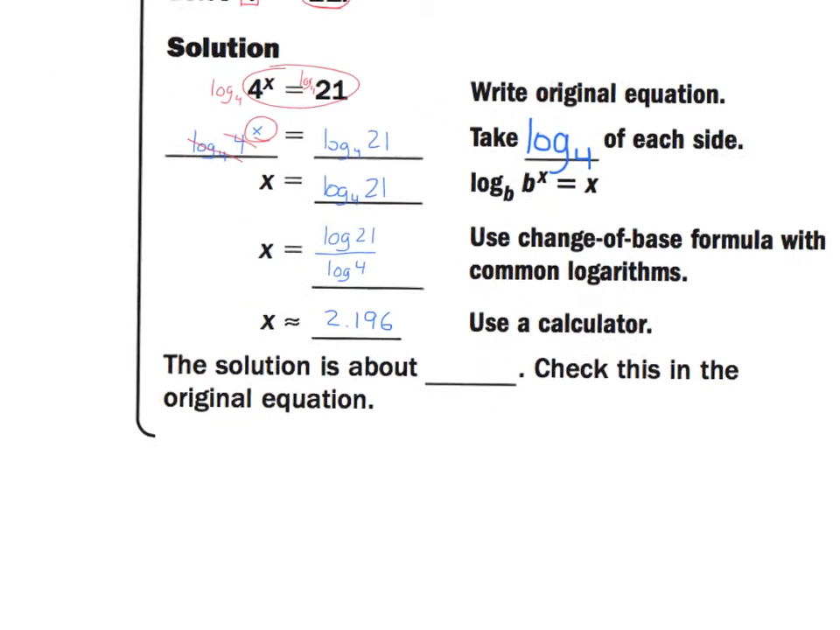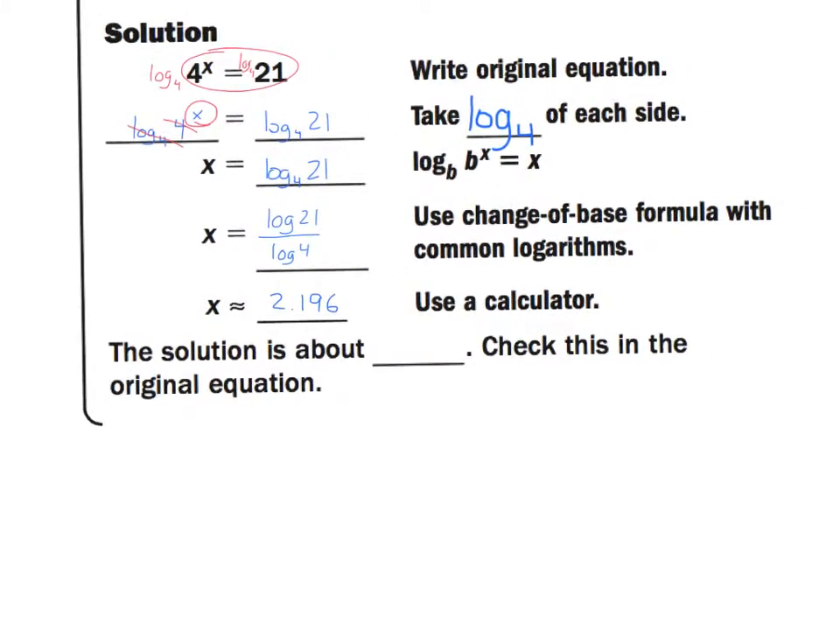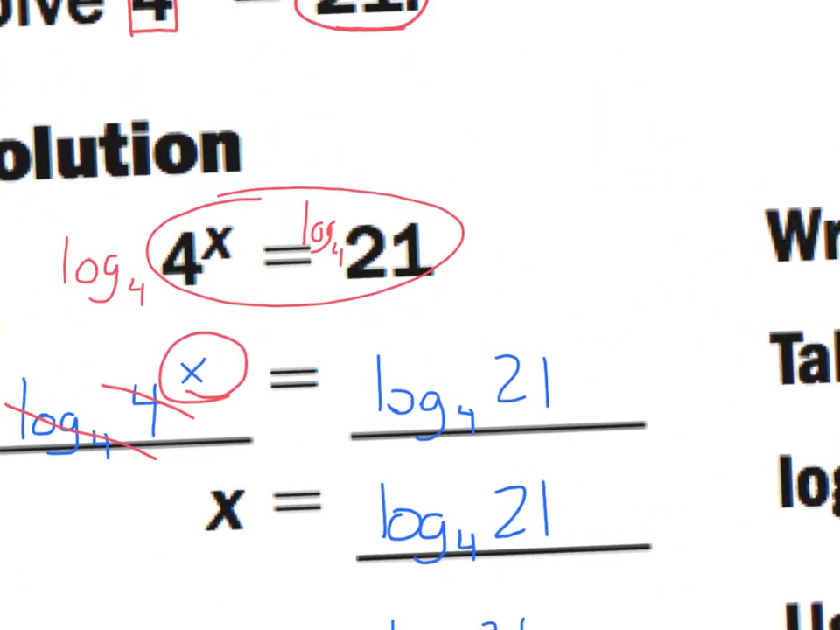So the solution is about 2.196. Like this. And we can plug that into your calculator. 4 to the 2.196 should be 21. So go ahead and check that.